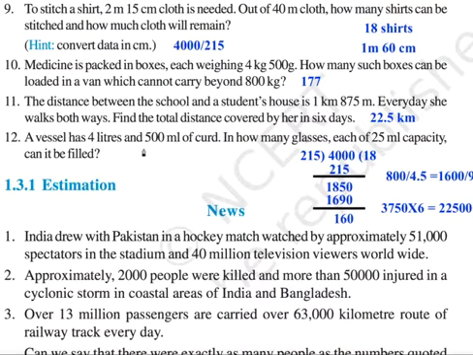A vessel has 4 liters and 500 ml of curd. In how many glasses, each of 25 ml capacity, can it be filled? The vessel has 4500 ml capacity. How many glasses means dividing by 25, that is what you need to find.